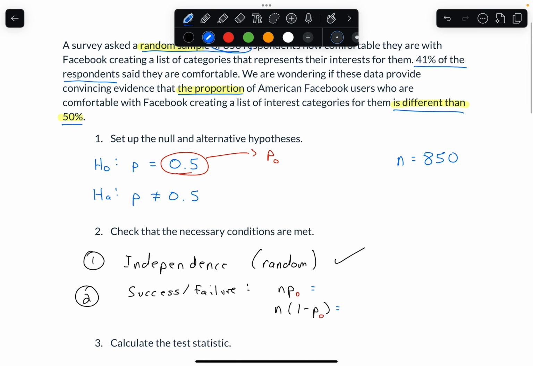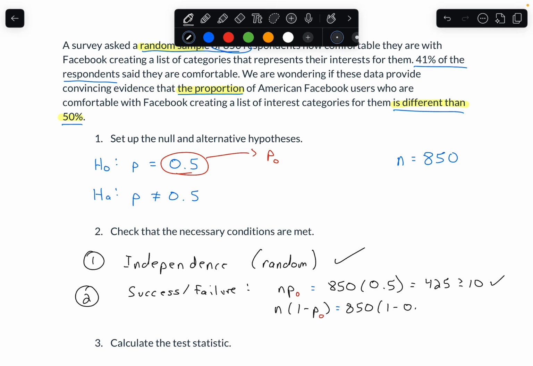So okay, we've got 850 times p naught, we said that was 0.5, so we can grab my handy dandy calculator and say, well, that is going to be 425, which is certainly greater than or equal to 10, so we're all good there. And then 850 times 1 minus 0.5 should also be 425, which is still greater than or equal to 10. So yes, our conditions are met.